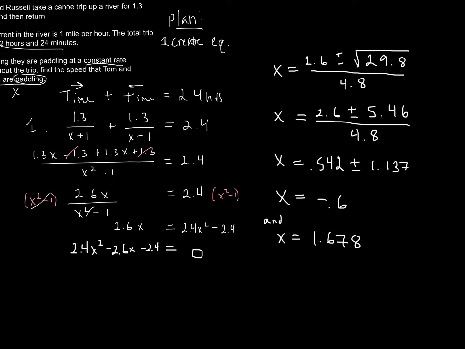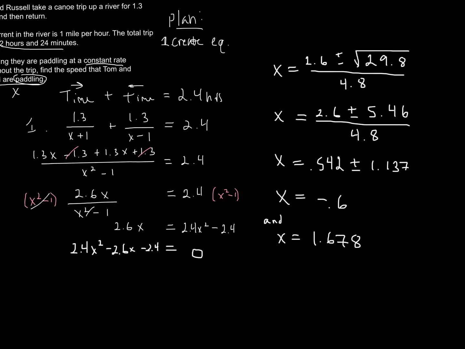Alright, so I used the quadratic formula over here to find the two values that would satisfy this equation, the two roots, and I got negative 0.6 and 1.678. So we get two answers here, but we want to think carefully about which one answers our question. Remember, we're trying to solve for x, and x was the speed that Tom and Russell were paddling. Well, does it make much sense for them to paddle at negative 0.6 miles per hour? Definitely not. So we get what's called an extraneous solution. We've defined that already, and this extraneous solution is one that we don't want to include.